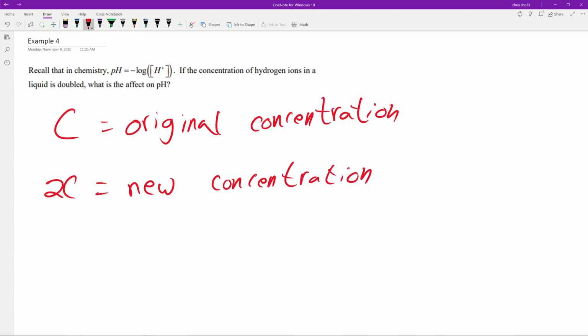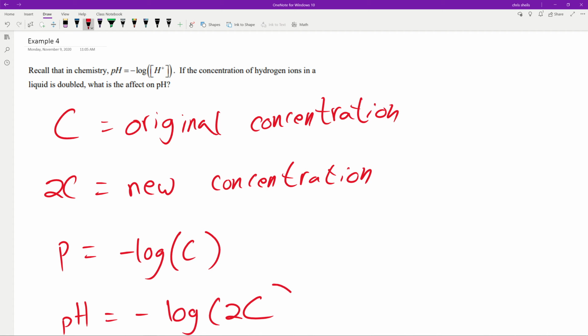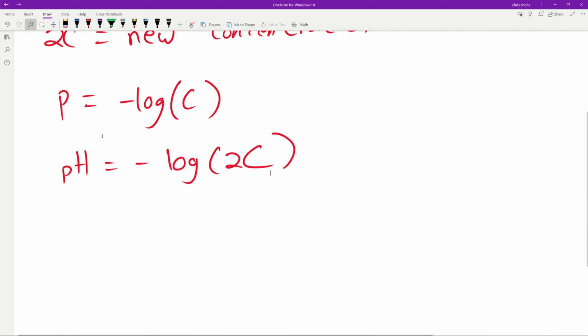Right? So normally, the pH is negative log of C, right? Normally, let's say that the normal pH, P, is negative log of C. This is the normal pH. But our new pH, if I double the concentration, is going to be negative log of 2 times C. And this is going to be negative.